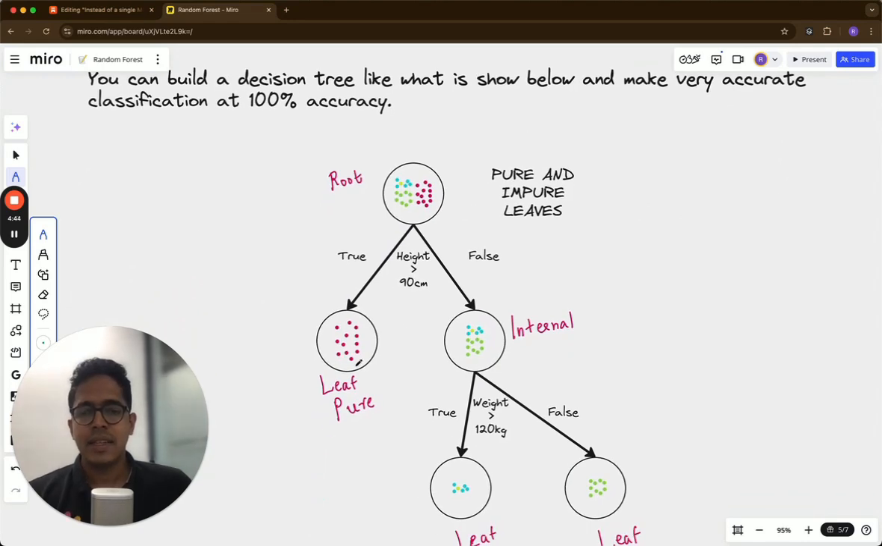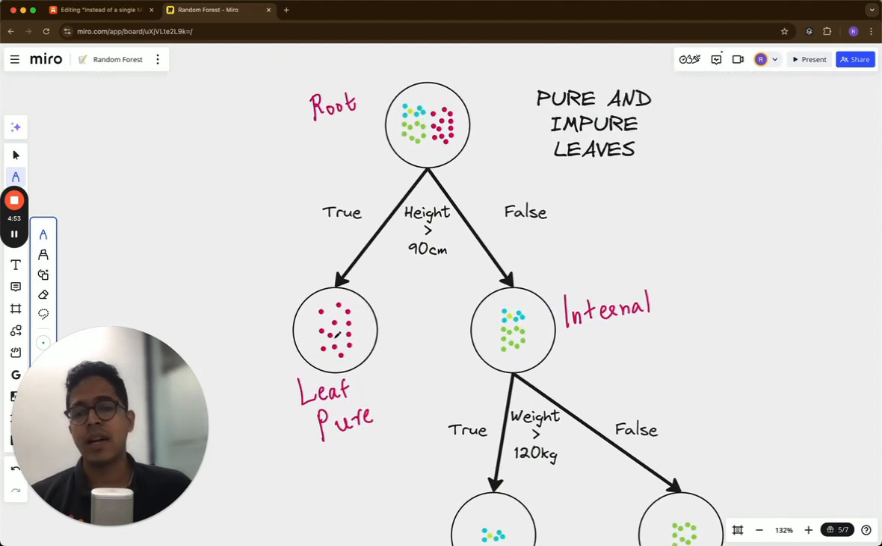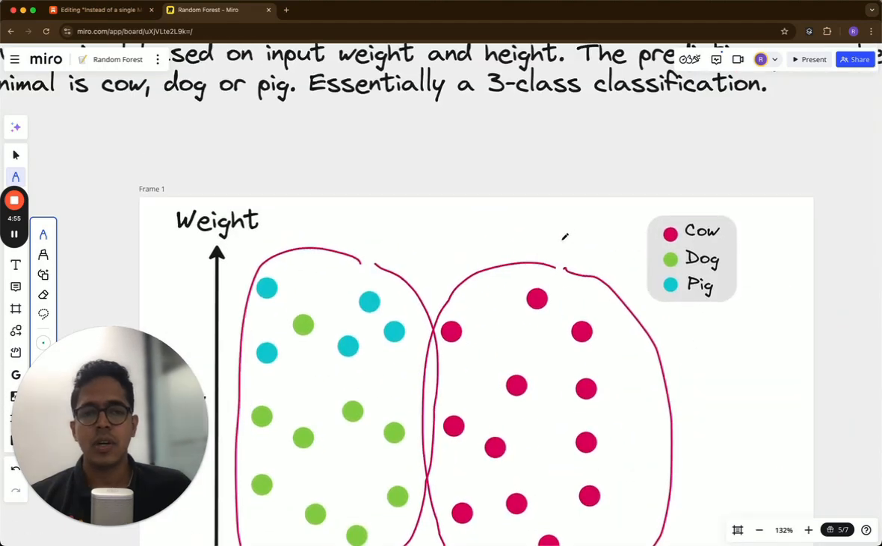Now this node is called a pure leaf. And the reason is that the entire data set belongs to one class. It's simply, I think this is what, cow.